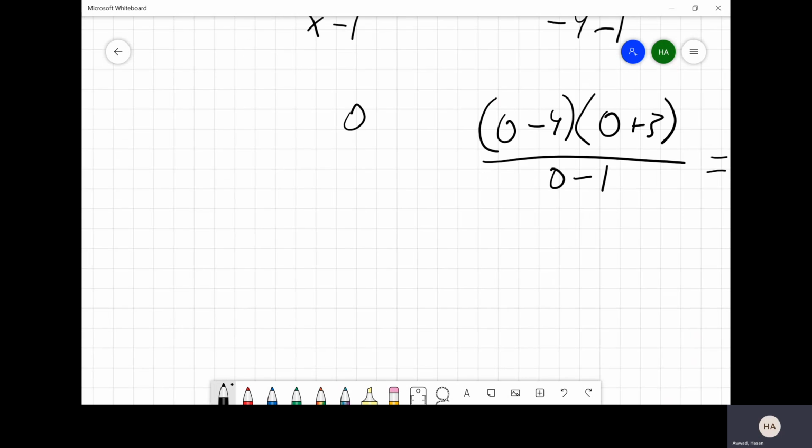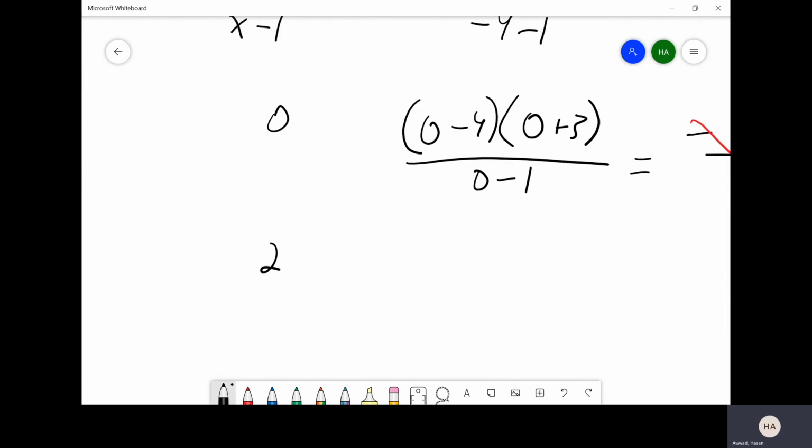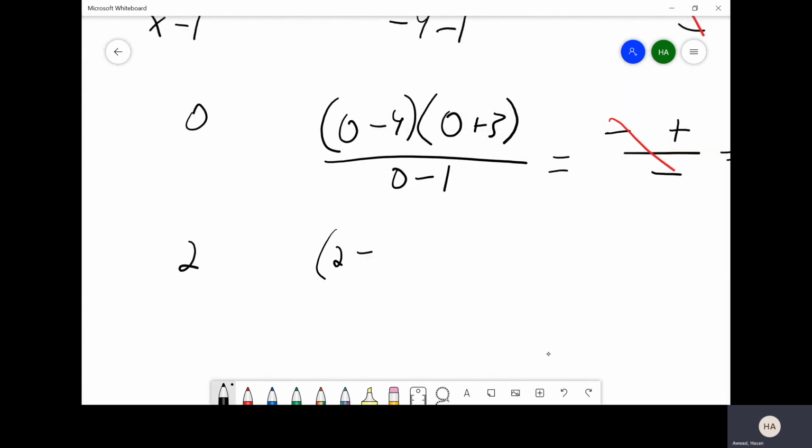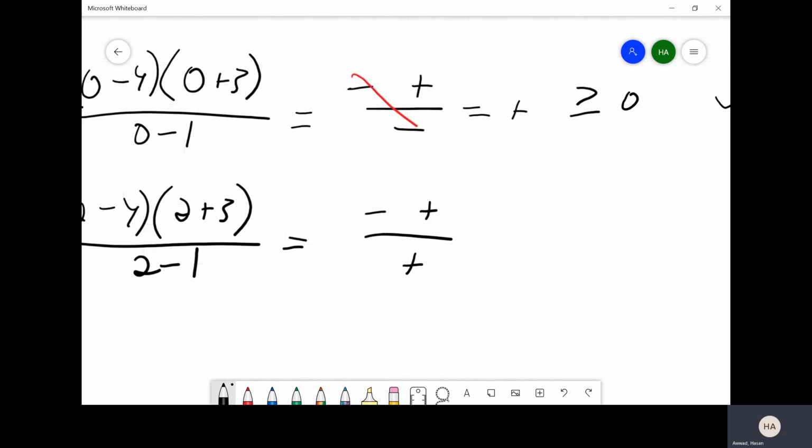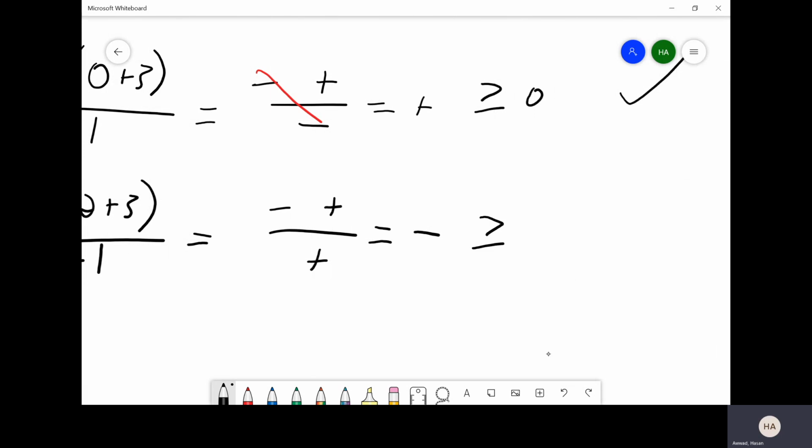We go ahead and we test 2. So testing 2, we get 2 minus 4, 2 plus 3, 2 minus 1. Okay, we get a negative, we get a positive, and we get a positive, right? 2 minus 1 is positive, okay? So, well, positive times a negative is negative. Over positive, we still get a negative number. And negative is not equal to or greater than 0, so that one doesn't work.